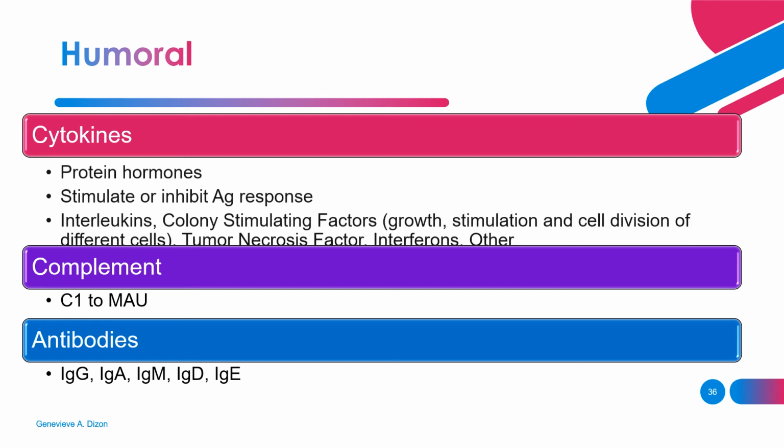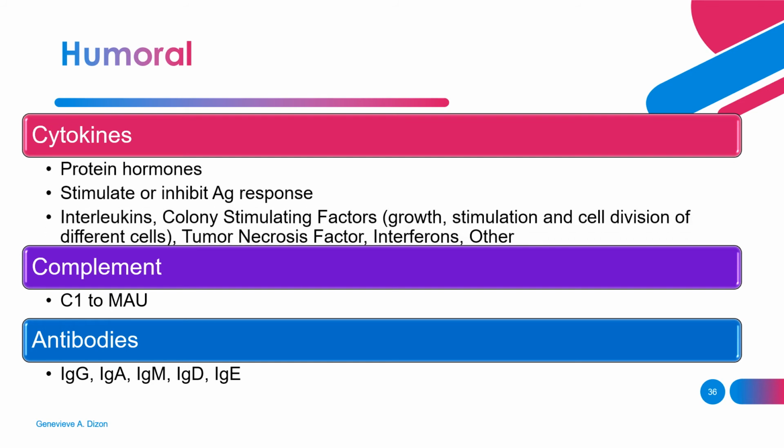Cytokines are signaling proteins. They are protein hormones that are secreted by cells. Their function is to stimulate or to inhibit the antigenic response. Examples of cytokines are interleukins, colony-stimulating factors, tumor necrosis factor, interferons, and others.